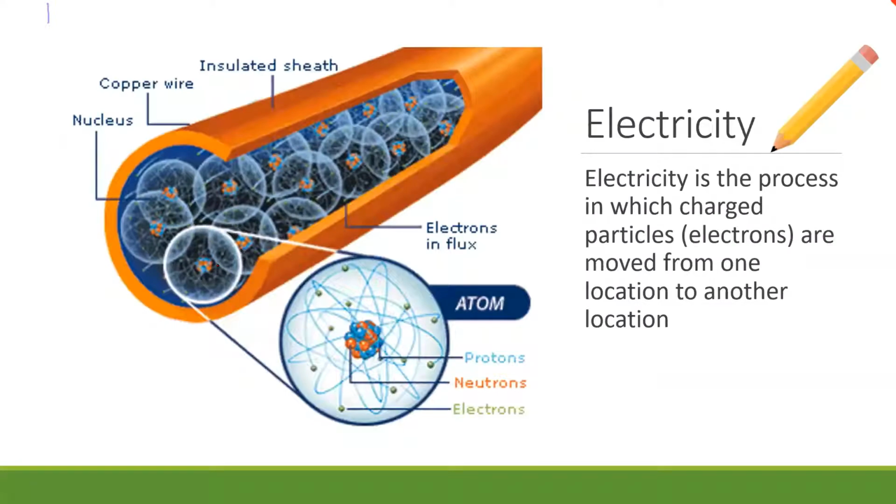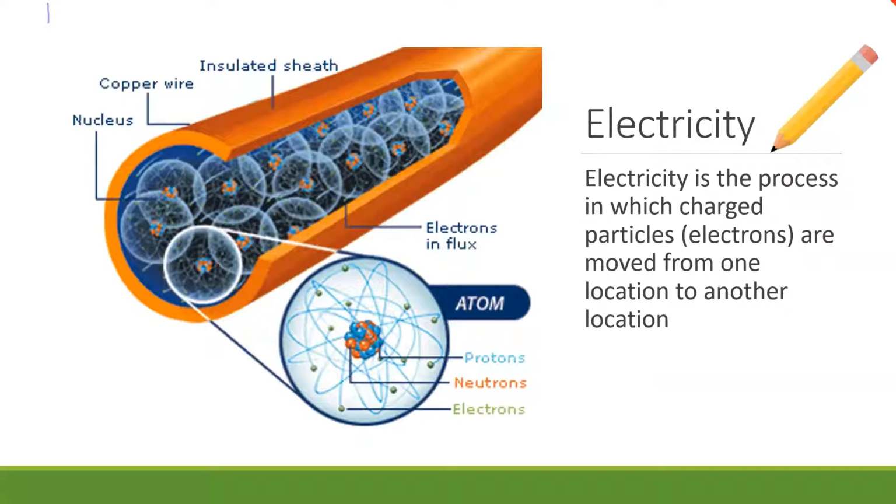And I said this main idea here, and this is the takeaway. Electricity is the process in which charged particles, usually electrons, are moved from one location to another. Why the electrons? Because the protons and the nucleus are just too big to move. The electrons are free to move.